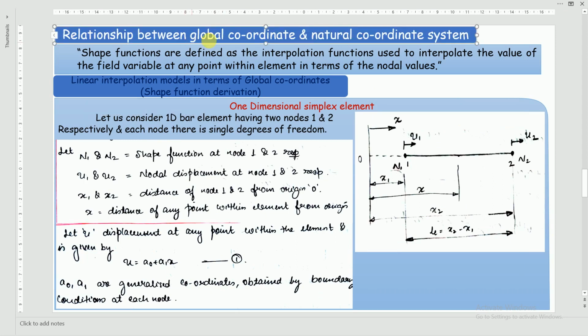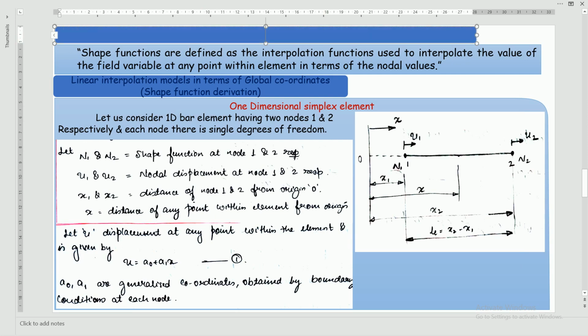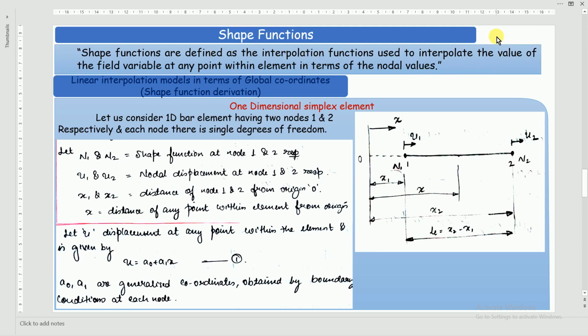Wait a second. So this is shape function. What are shape functions? They are defined as interpolation functions. These are nothing but interpolation functions only. Whatever polynomial function you assume, once we derive it, we'll get another form of equation, another form of interpolation function, but in terms of shape functions. Shape functions are defined as interpolation functions used to interpolate the value of the field variable at any point within the element in terms of the nodal values.